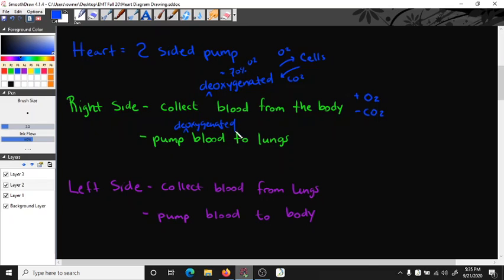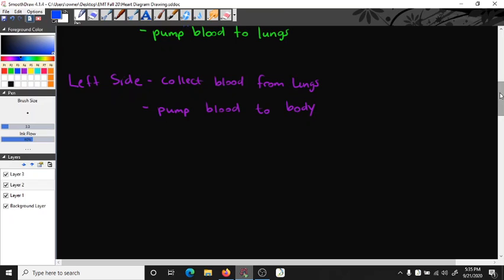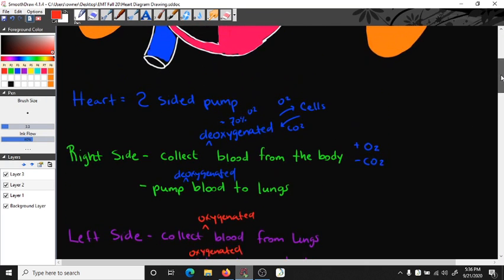All right? Now the left side. The right side pumps this deoxygenated blood to the lungs to pick up oxygen and get rid of carbon dioxide. And now the left side's job is to collect that blood from the lungs and pump that blood to the body, and that's oxygenated blood. It's going to give that oxygenated blood to the body, so the cells can pick it up and use it for cellular metabolism. So we have the two-sided pump. You have the right side and the left side.